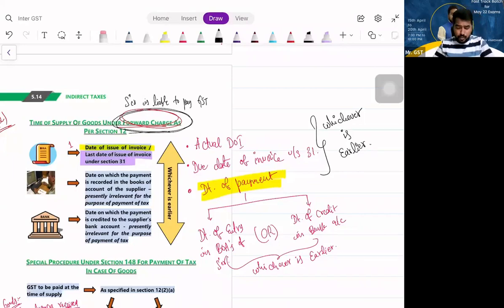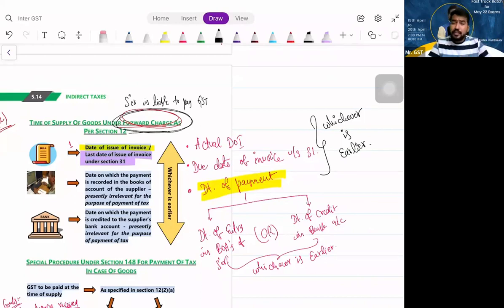Well, subsection 2. Time of supply for goods. General rule. That is when forward charge mechanism works, that is, the supplier is liable to pay GST. The time of supply is the actual date of invoice (DOI means date of invoice), second, the due date of invoice under section 31, and third, the date of payment, whichever is earlier.